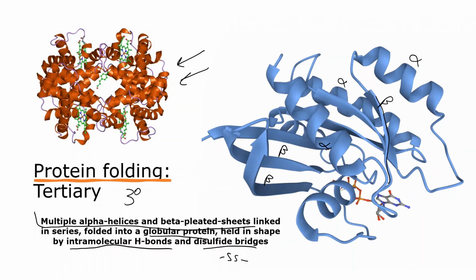Not only a string of amino acids that's been twisted and folded, but then a series of twists and folds and twists and folds, and then folded up again into a 3D shape. This is tertiary. Well, what else can we do then? What is possibly another level of folding?